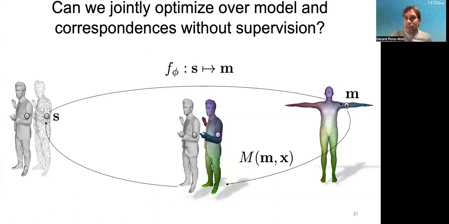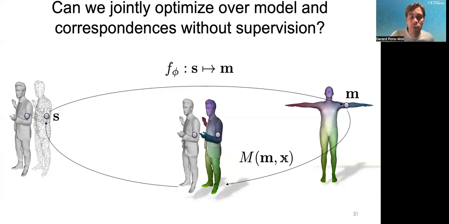And now the idea is that, if we have such a mapping, we could, using the SMPL model, bring this point M forward with the model. M takes here a point and the model parameters X. So X encodes the shape and pose.